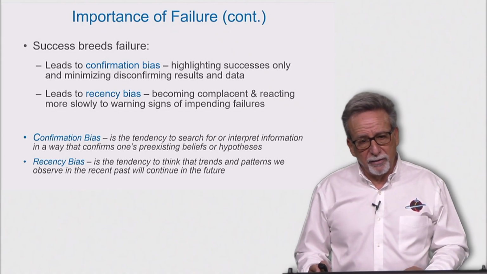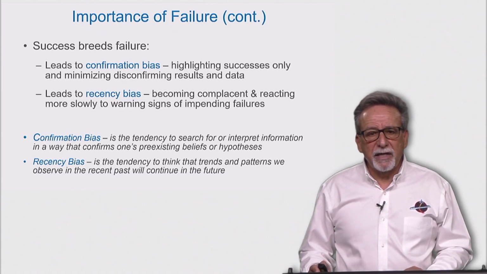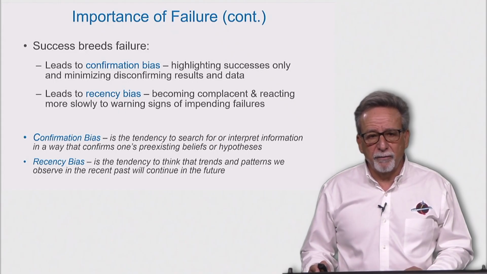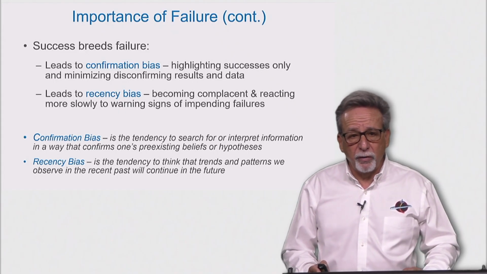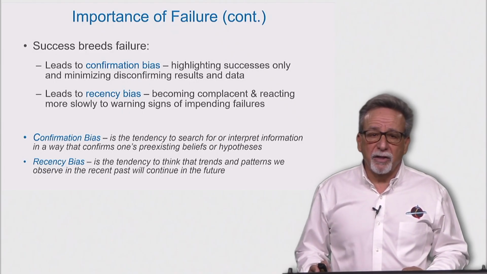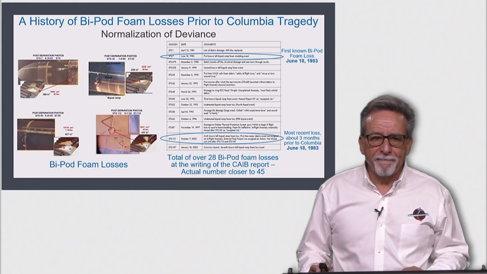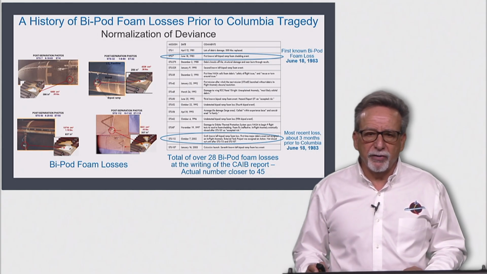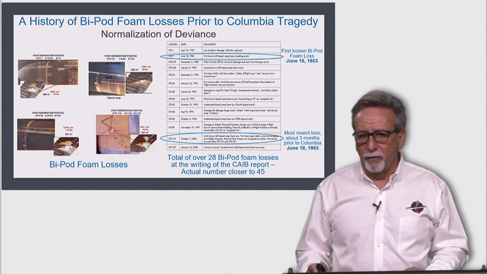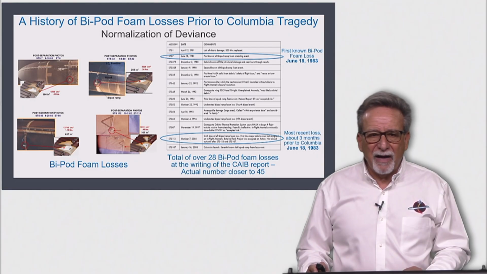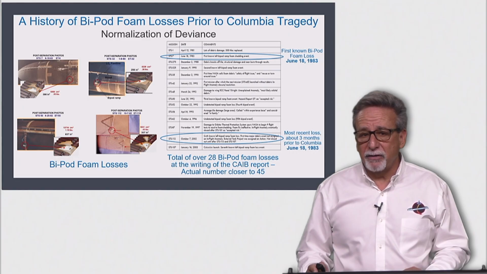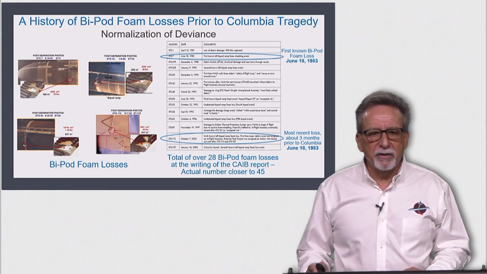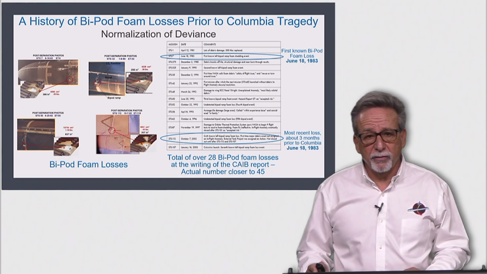Success can also lead to recency bias, which is the tendency to believe that trends and patterns that we observe in the recent past will continue in the future. This can tend to make us complacent and react more slowly to warning signs of impending failure. As shown by this graphic, clearly there was a history of large pieces of external tank bipod foam losses during the Columbia accident. In fact, one such loss occurred a little over 3 months prior to the actual accident. You would think that if there was a recency bias, that people should have been more cautious.